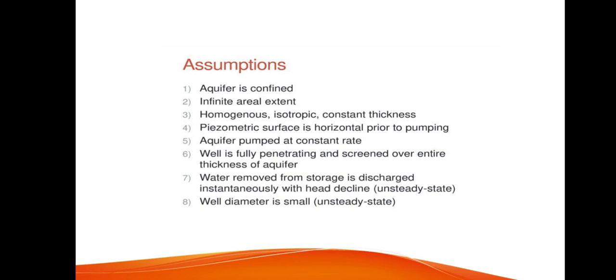So next, last, the well diameter is small, or unsteady state. So a small well diameter refers to a narrow opening or borehole used for extracting groundwater. A smaller diameter limits the volume of water that can be pumped from the well at a given time, potentially affecting the rate of water extraction and the overall yield of the well. So those are the assumptions in a confined aquifer.